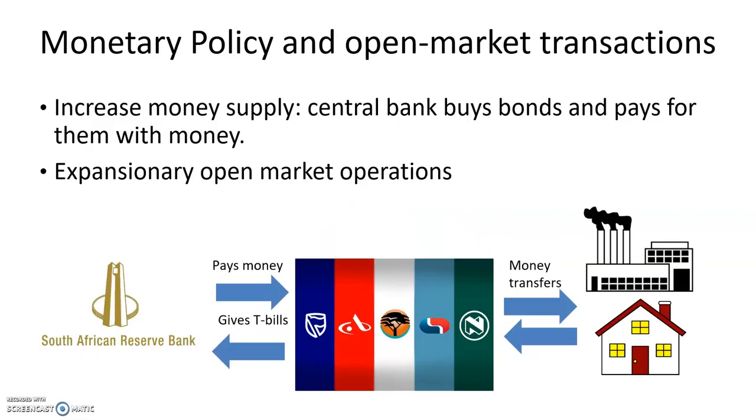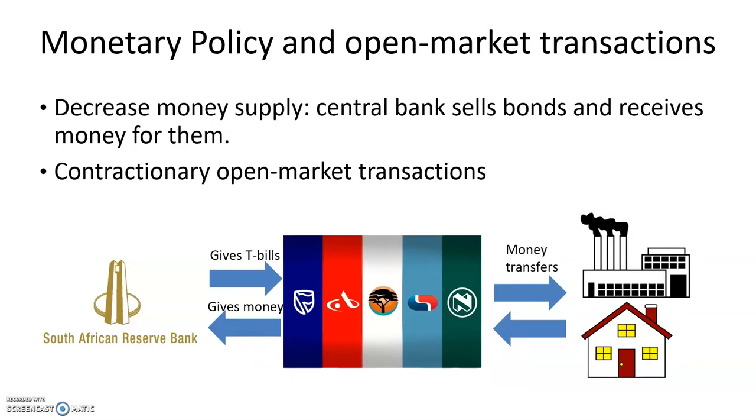Monetary policy and open market transactions. Increase in money supply. The central bank buys bonds and pays for them with money. So that is your expansionary open market operations. And then to decrease money supply, the central bank sells bonds and receives money for them. And that's your contractionary open market transactions.